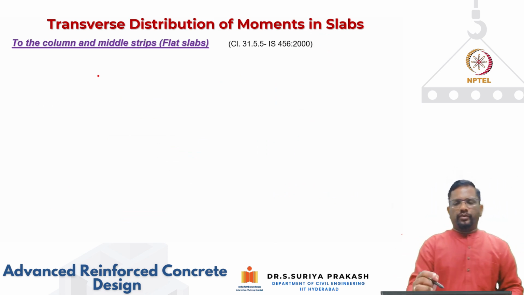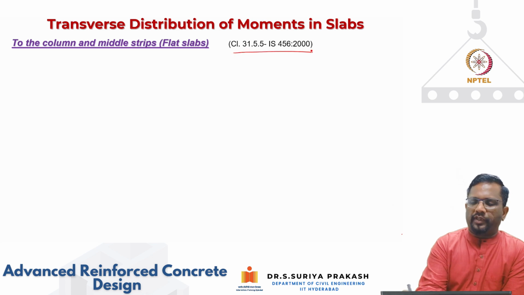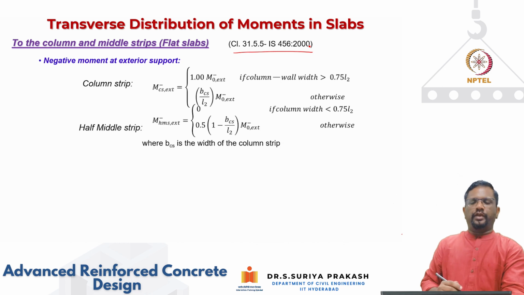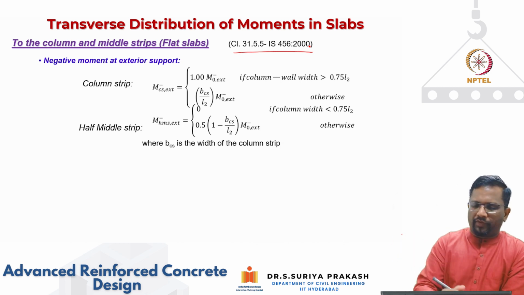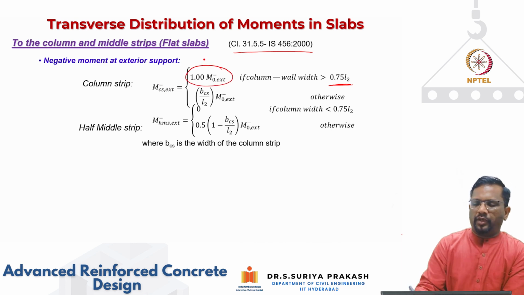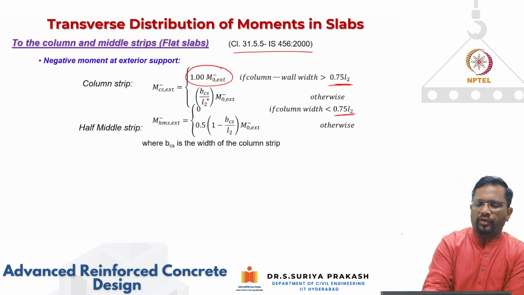Now, let's look at clause 35.5.5 as per IS 456 2000. If you are doing a flat slab, the code says that for negative moment at the exterior, if the column or wall width ratio is more than 0.75 times L2, then for the exterior moment I should take 100% in the column strip. If your column width is less than 75% of your transverse width, then you design the exterior support column strip moment as BCS by L2 times M naught exterior.